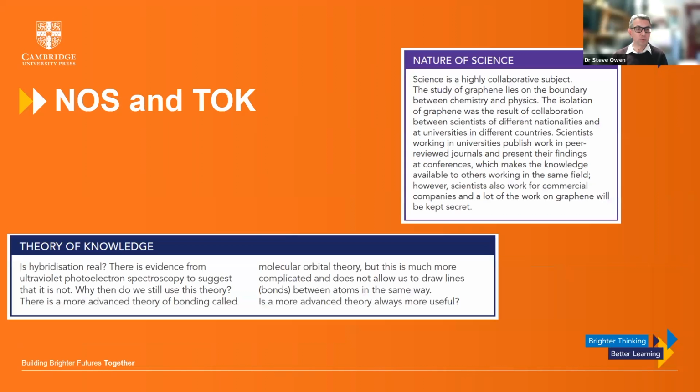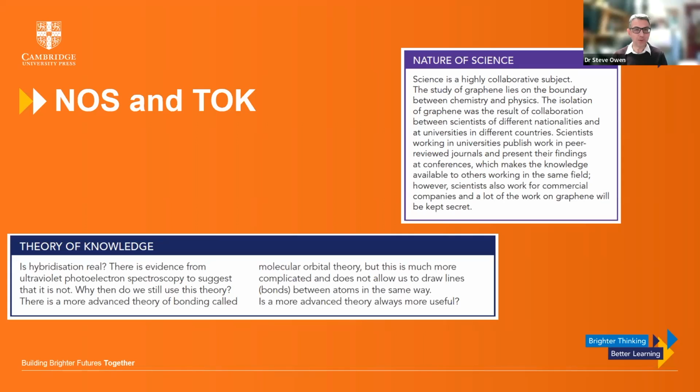And of course, we're also trying to link chemistry to nature of science and theory of knowledge. And the hybridization one here, the theory of knowledge one, is something I really like talking about. Obviously, this is a higher level only topic, but hybridization is something that students find quite challenging. But eventually they get the hang of it. They can work out that the nitrogen in ammonia is sp3 hybridized, and they're quite pleased with themselves. And then you start challenging them. So is hybridization actually real? And that always throws them a little bit.